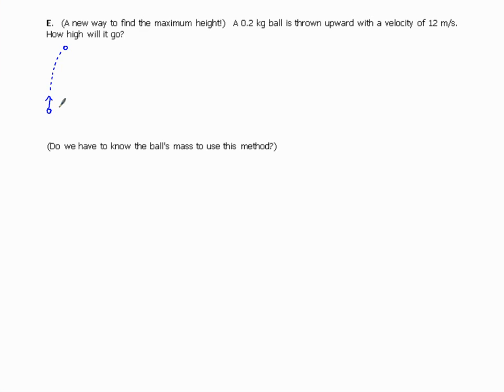At the bottom, we can calculate its initial kinetic energy using the formula 1/2 mv squared. So we know the mass of the object, it's 0.2 kilograms. And we know the velocity, it is 12 meters per second. And that whole quantity is squared. And we have kinetic energy of 14.4 joules.